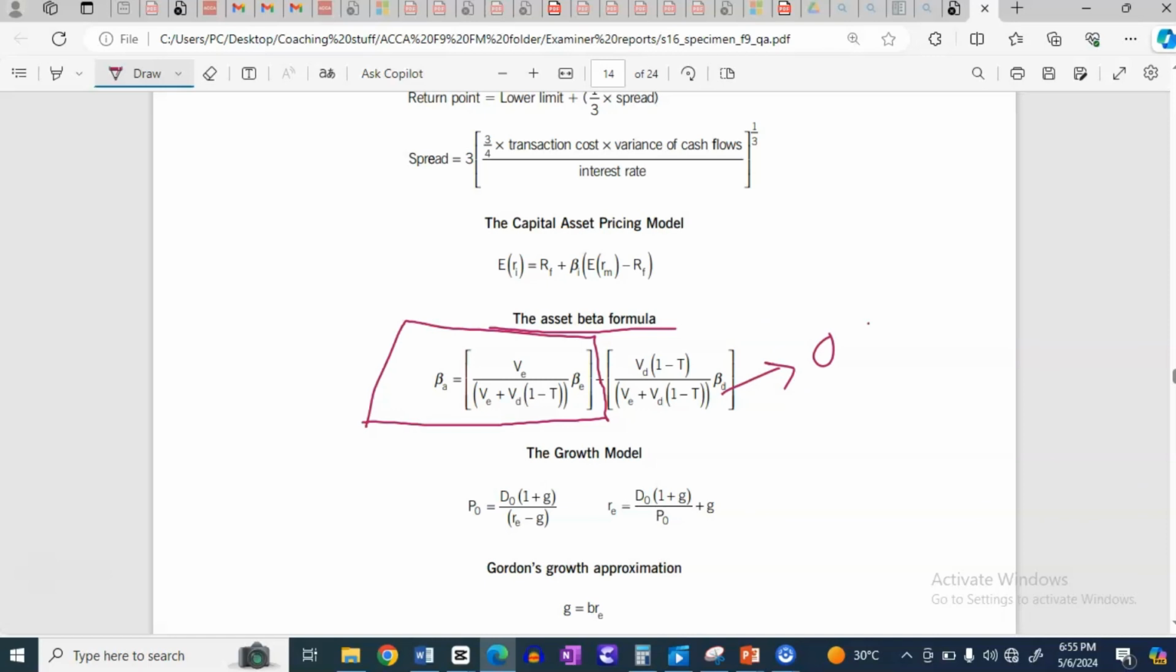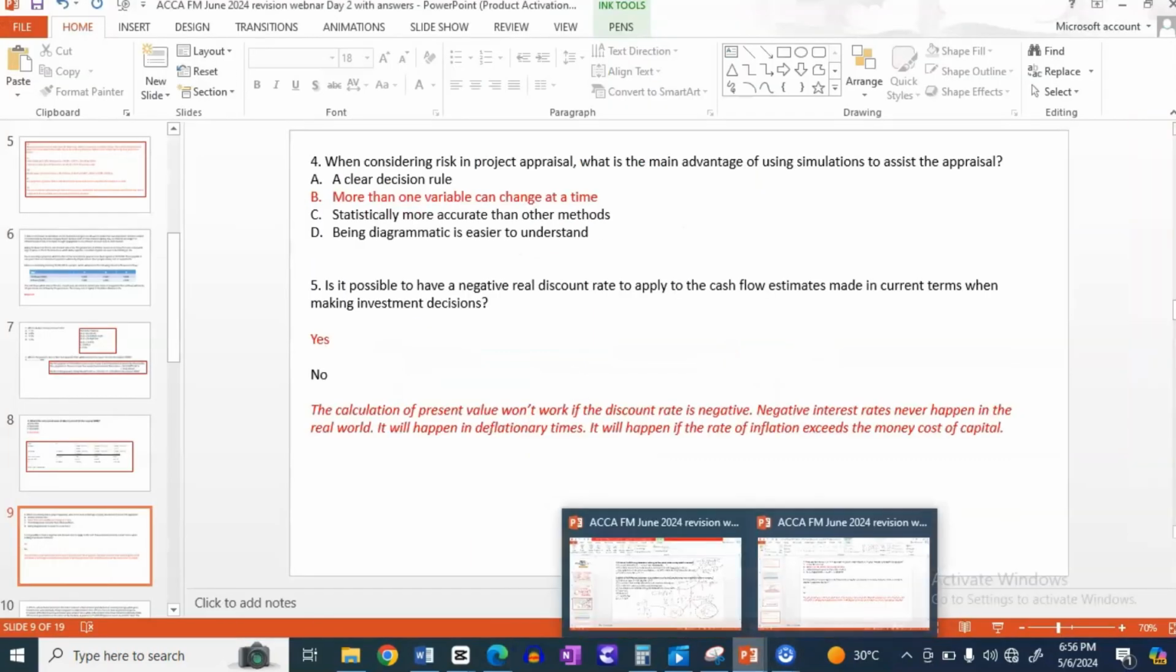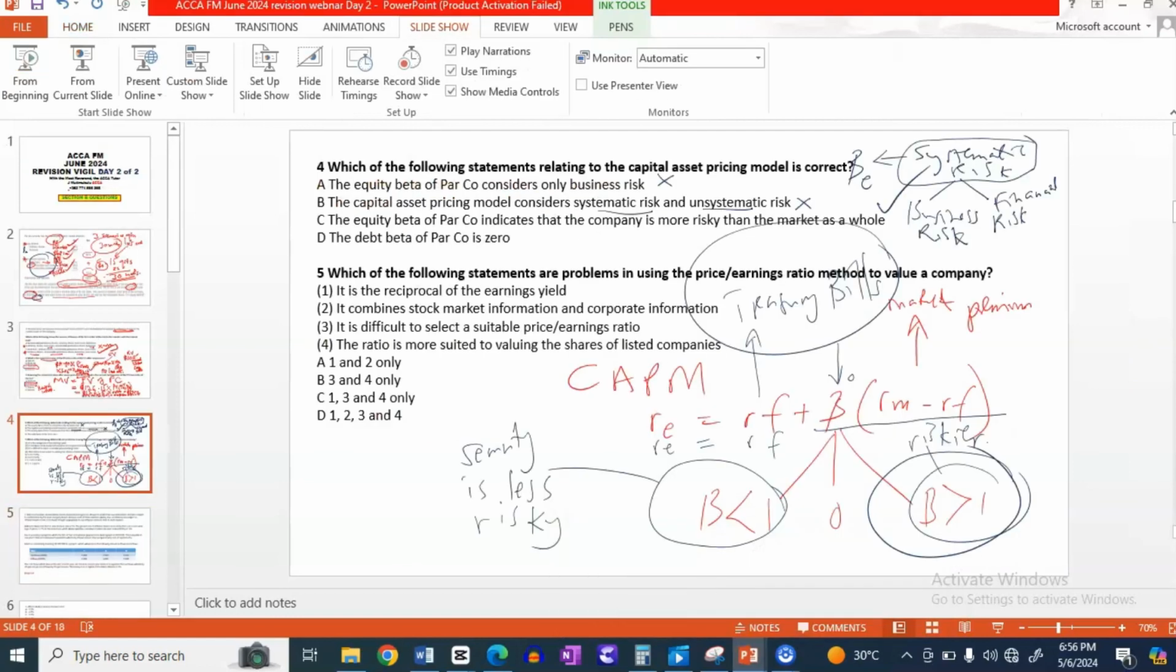If the beta of the debt is zero, then we are only going to be left with beta asset. And I've already indicated that beta asset is for an ungeared company. Now, is this the case with Power Core? It has both equity and debt finance, so the debt beta can't be zero. It's very simple to reason out, because if the debt beta is zero, it means that it is an all-equity financed firm, which is not the case. Are we together, ladies and gentlemen? To pass this particular question was very, very easy.